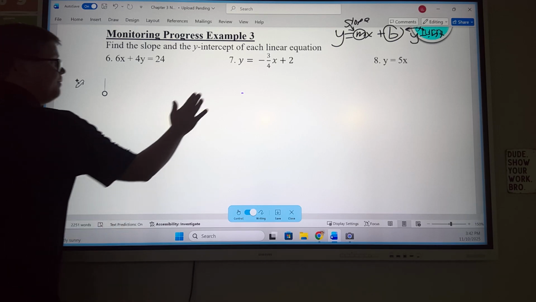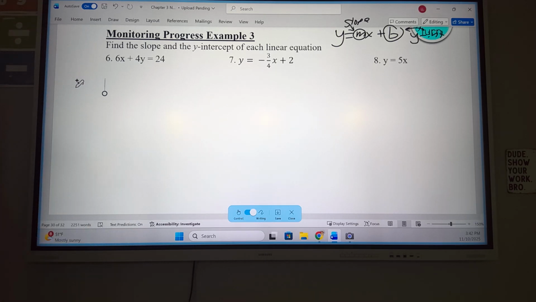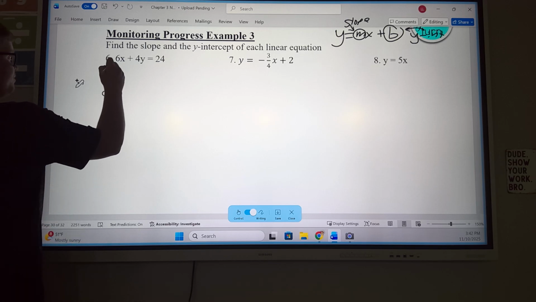Okay, hopefully you guys have already done this. We know that number 6 was in standard form, and in order to find the slope, we need to just convert it to slope-intercept form. We start by subtracting the 6x.